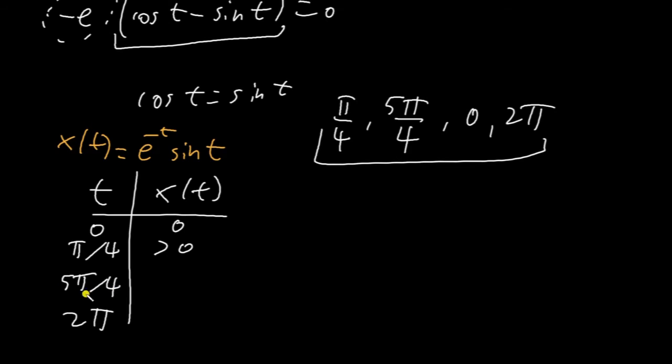Now if we plug in 5 pi over 4, we'll get e to the negative 5 pi over 4, and then sine of 5 pi over 4. Now 5 pi over 4 is in the third quadrant. The sign of that is going to be negative, so a negative times a positive is a negative, so this is going to be less than 0. Finally, if you plug in 2 pi, sine of 2 pi is going to be 0, just like sine of 0 is 0. So x of 2 pi is going to be equal to 0. Now, since we want the absolute minimum out of these 4 values, this is the only one that's less than 0, so this is going to be our absolute minimum.